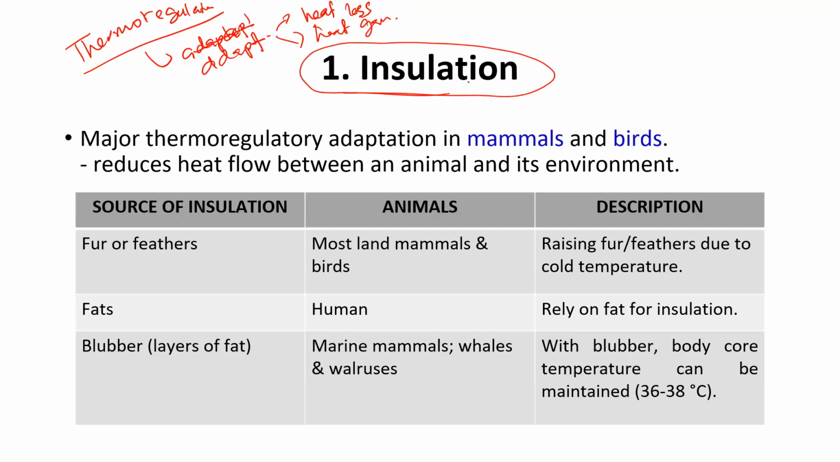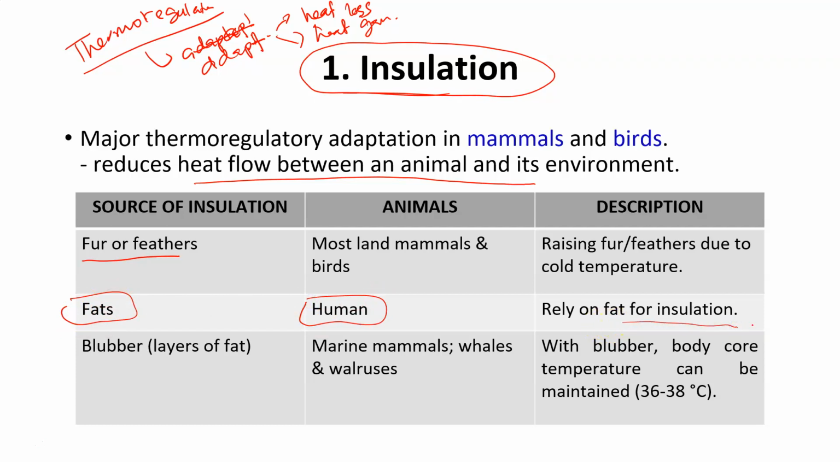So it is a major thermoregulatory adaptation in mammals and birds. Paling banyak lah. Kita ada layers of fat contohnya to insulate body temperature. Okay, so it reduces heat flow between animals and their environment. Okay, so ini untuk memastikan heat daripada badan tak keluar dengan senang. Okay, so birds have feathers. Most land mammals and birds raise fur or feathers due to cold temperature. Okay, so this is to retain heat in the body, right?